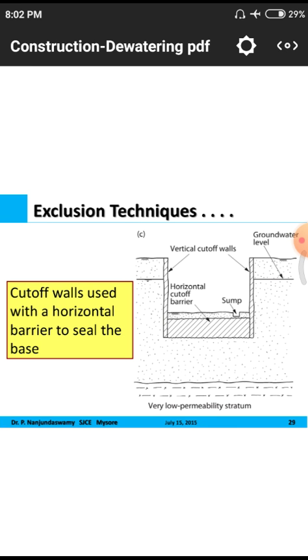Next we have cut-off walls with a horizontal barrier to seal the base. The bottom surface also leads to entrainment of water into our field, so we need to stabilize the ground by constructing a horizontal barrier. In the previous cases we had vertical cut-off walls, but in the diagram we also have a horizontal barrier to seal the base. If there is a sealing material, there is no entrainment of water into our fields.